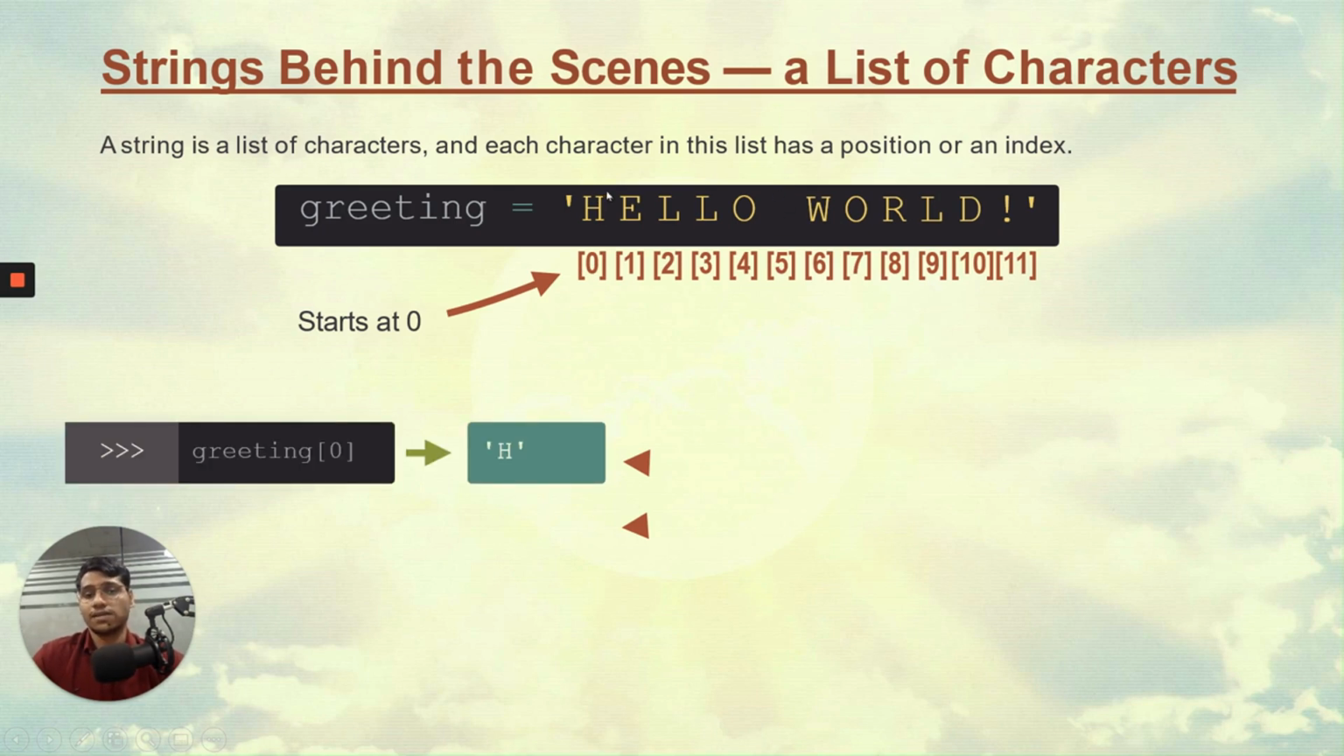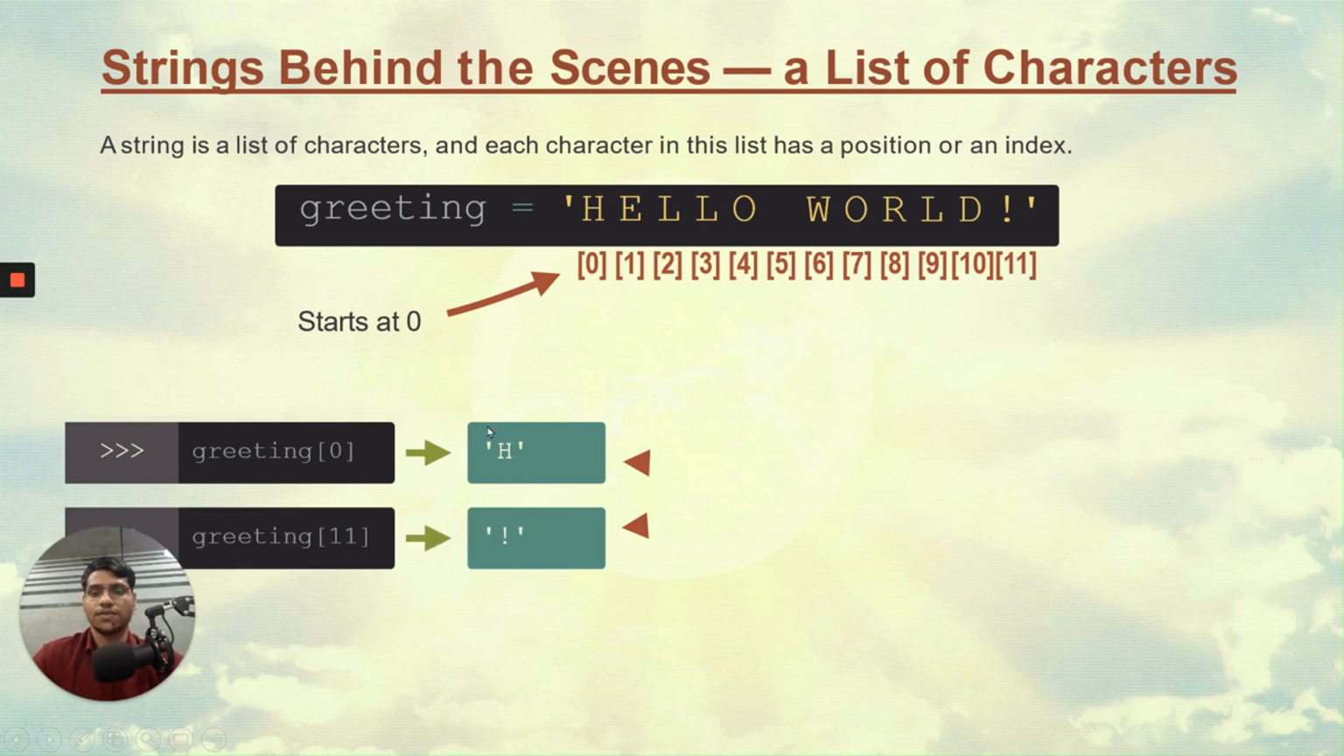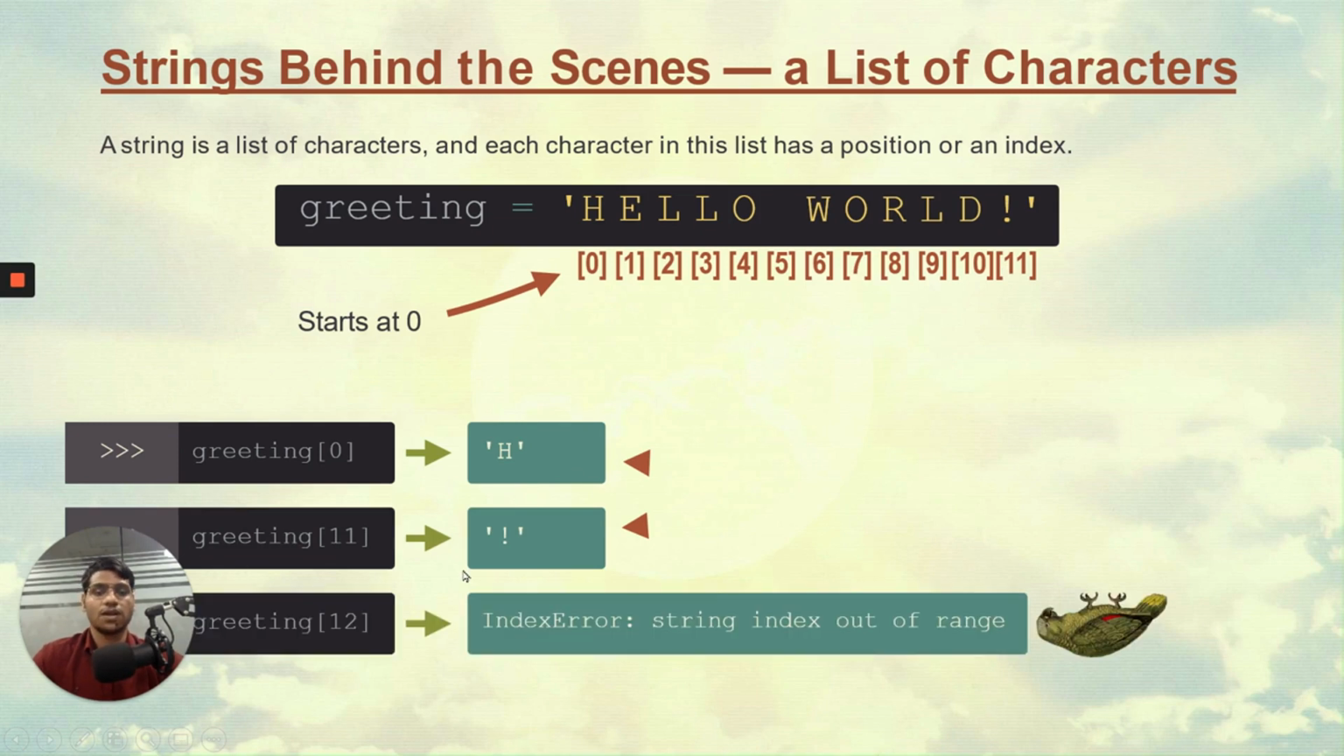Now if you want to access any particular character, let's say that you want to access this h, you will write the variable name, square bracket 0. That is the index of this h. So you will get h as an output. If you want this exclamation, you have to write greeting square bracket 11, which is the index of this exclamation. You will get this exclamation. Now if you write an index which doesn't exist, in this case I have written 12 which doesn't exist, it is throwing an error that is IndexError.